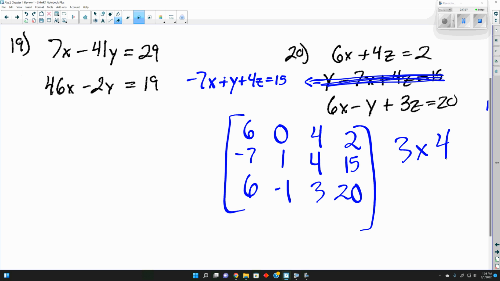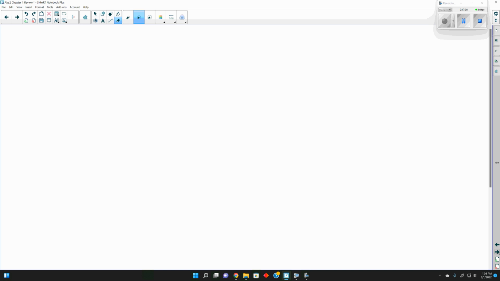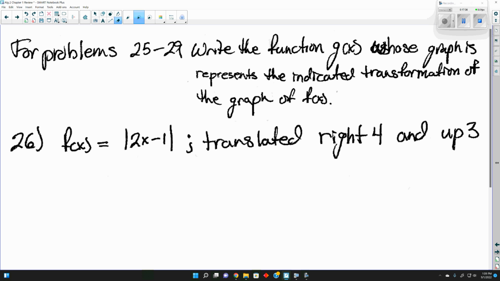Yeah, I know those are frustrating. Okay. Any other questions on these here? Any other questions with writing the augmented matrix and dimensions? And you'll need to remember both. If we feel good with these here, questions on 25? Well, let's look at 26 out of all these.